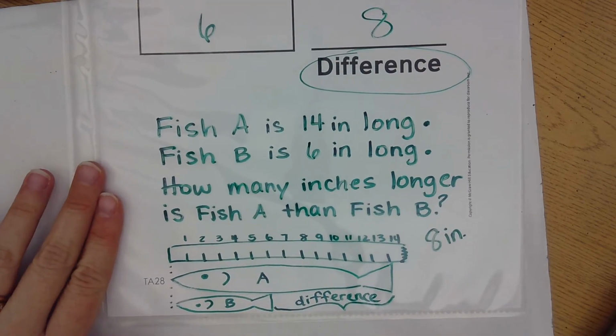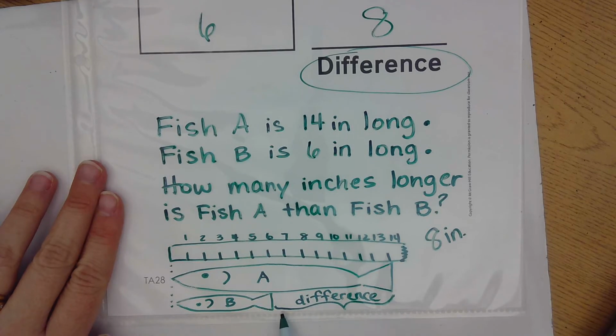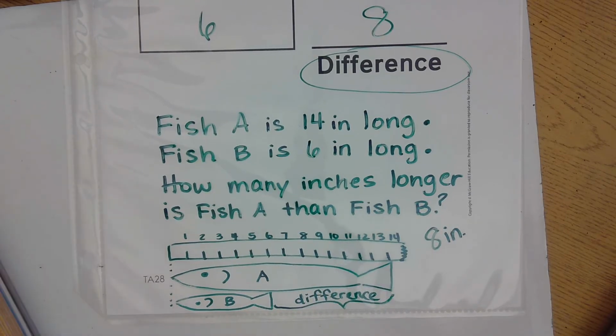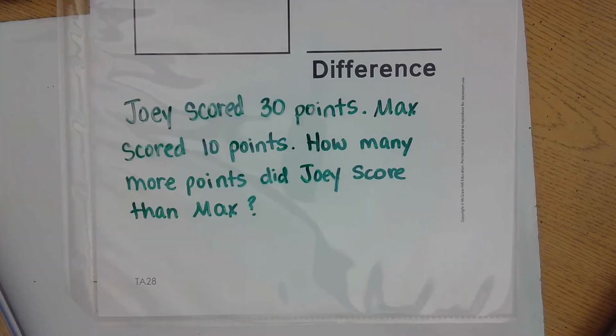And the space between these two fish right here would be 8 inches. If I start at 6 and count all the way up to 14, that would equal 8. So 6, 7, 8, 9, 10, 11, 12, 13, 14. That would be 1, 2, 3, 4, 5, 6, 7, and 8. So we got our answer correct.